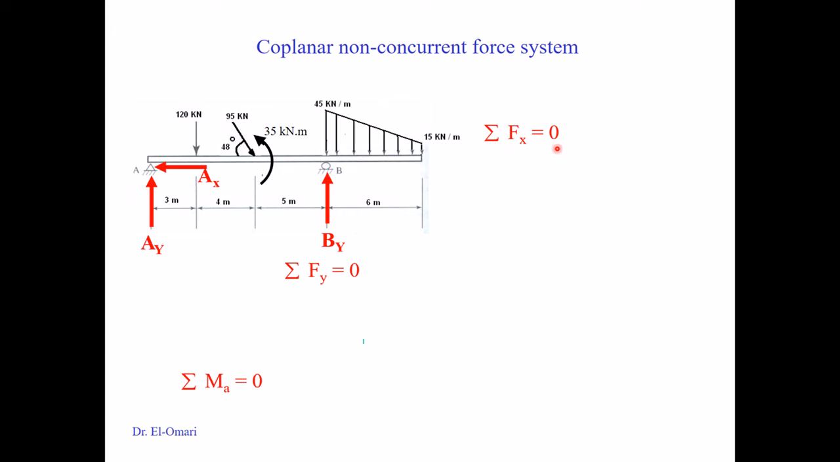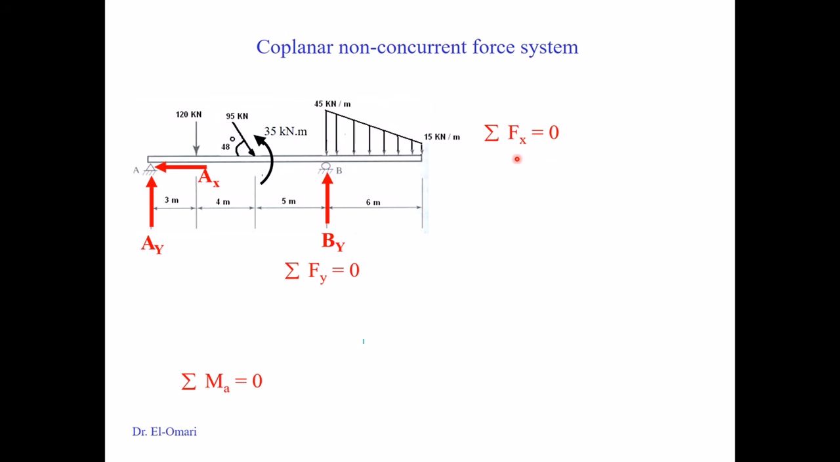Sum of the forces parallel to the x-axis should equal 0. Sum of forces parallel to the y-axis equals 0. Sum of moments about point A should equal 0, or about any point in the system. We pick the point A. We come back to the moment shortly, but let's start by writing the equations.